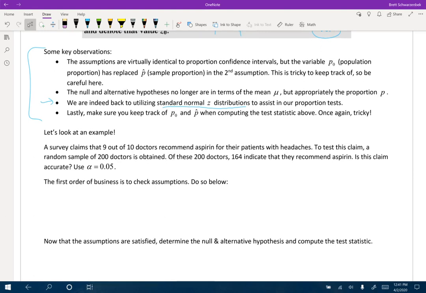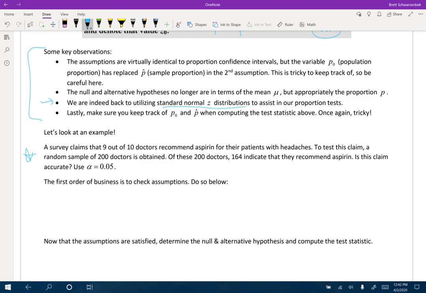All right, let's go through an entire hypothesis test example to make sure you understand what you're going to be seeing. It says a survey claims that 9 out of 10 doctors recommend aspirin for their patients with headaches. To test this claim, a random sample of 200 doctors is obtained. Of these 200 doctors, 164 indicate they recommend aspirin. Is this claim accurate? Use alpha equal to 0.05.